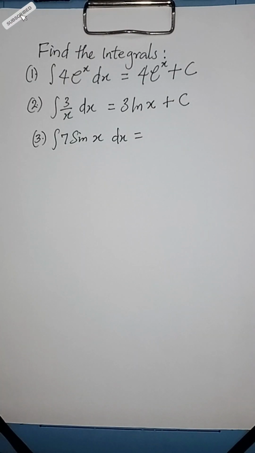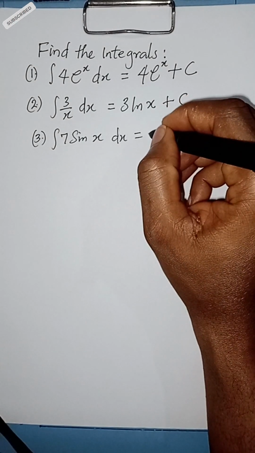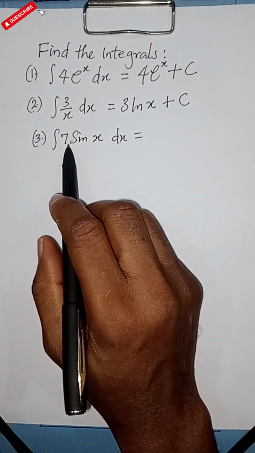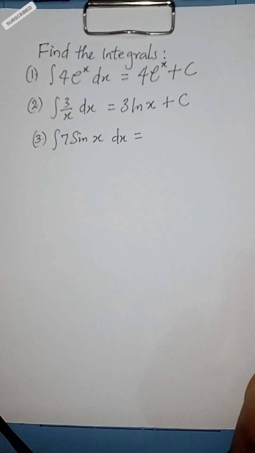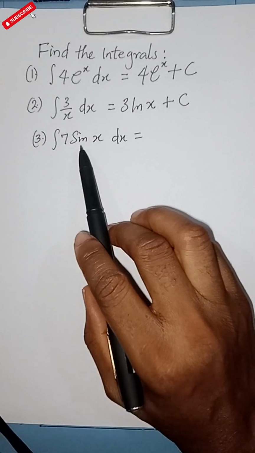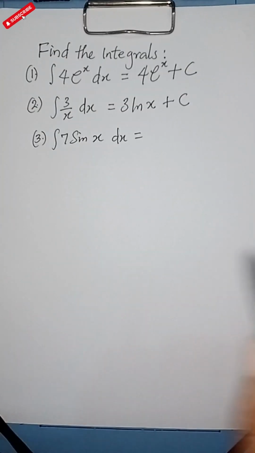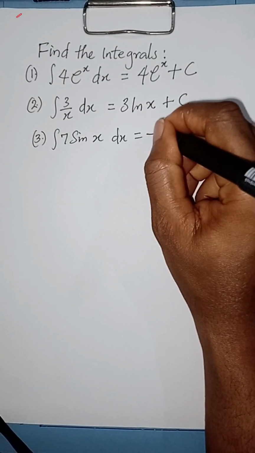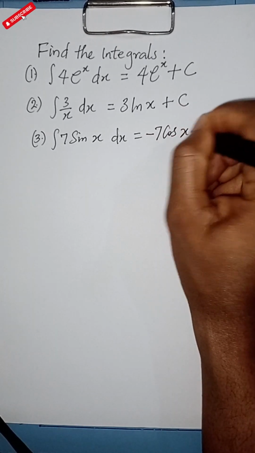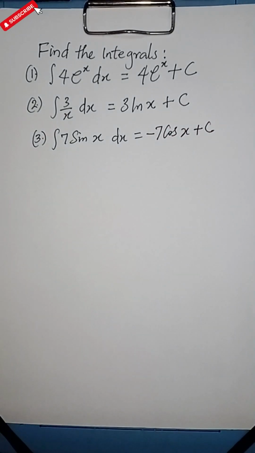Integral 7 sine x dx. Now we are to integrate this. Now I can bring out the constant here and just integrate sine x. It's the same thing. Remember, the standard integral for sine x, if you integrate sine x, is minus cos x. So this will be minus 7 cos x plus your arbitrary constant. So that's the solution to the question.